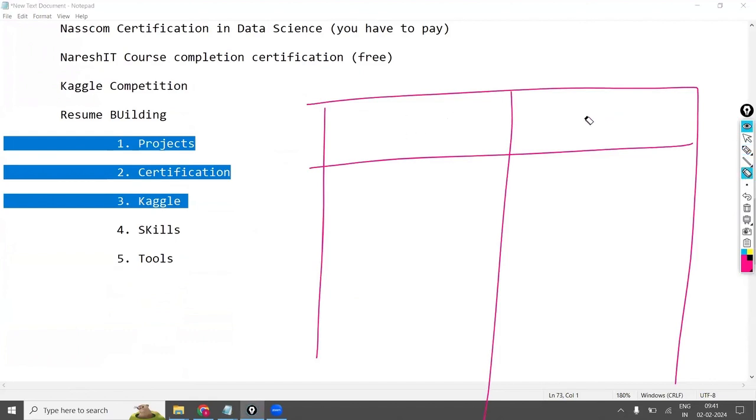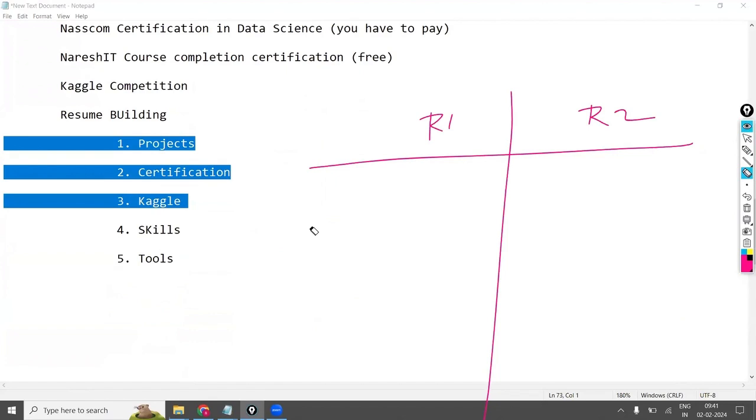Now I will tell you one scenario. You tell me which student you are going to select, according to you. Resume 1 and resume 2. Okay, you tell me, I will tell you the scenarios, multiple scenarios, not one or two. Now you will understand the importance.